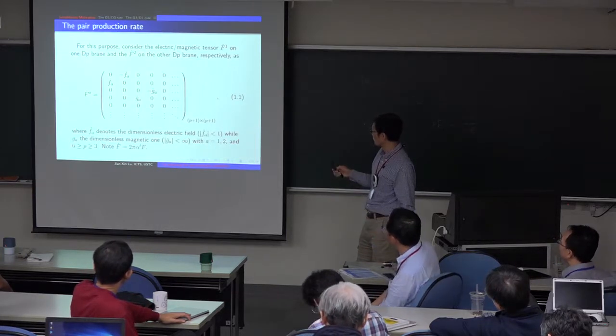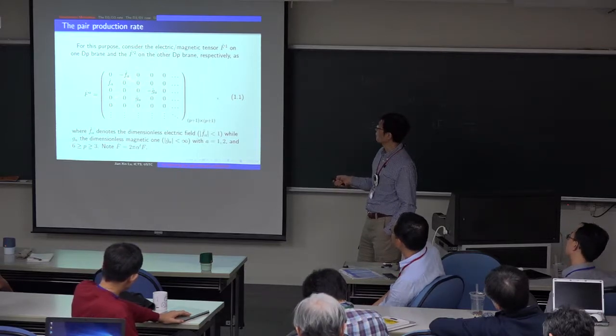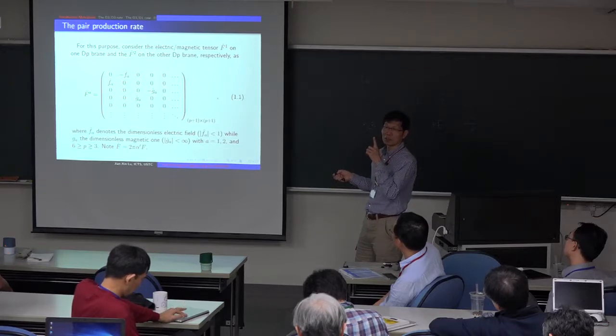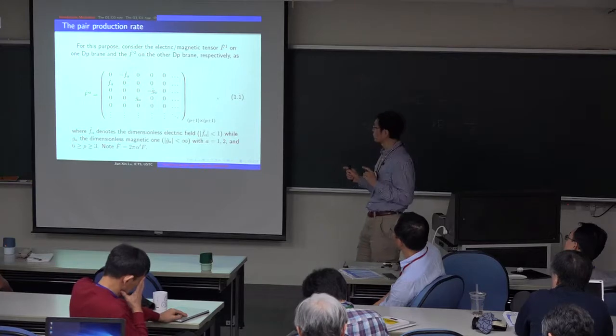I say the most efficient way to give pair production is this kind of flux. Here the electric field has to be at least pointing in one direction, right? The magnetic field has to be 1, 2, 3. The reason for that, let me give you a chance to explain why.